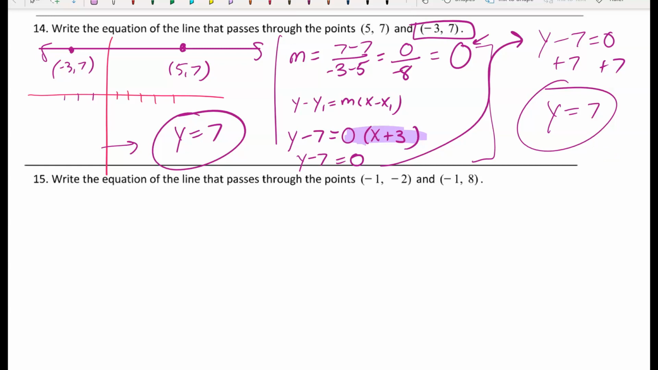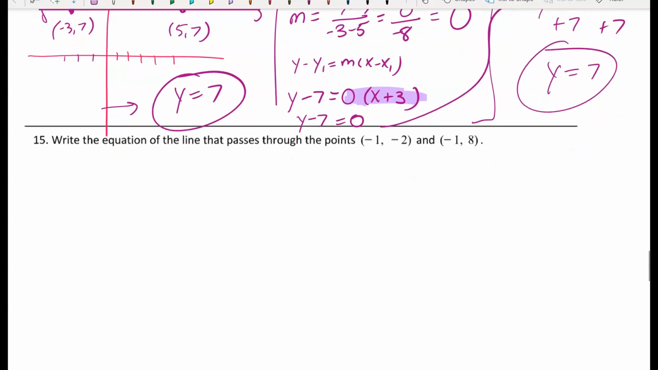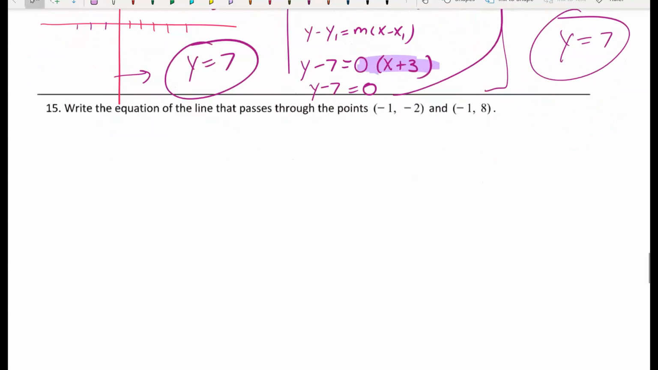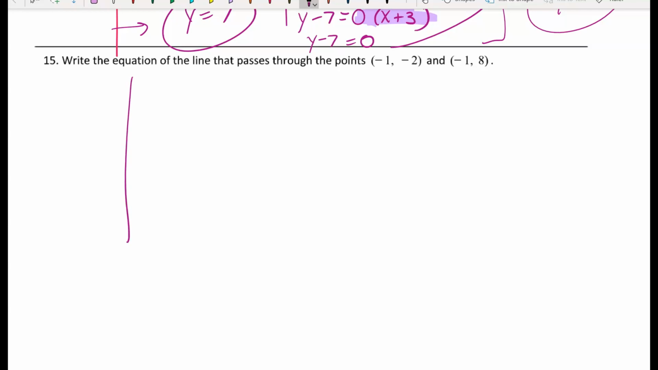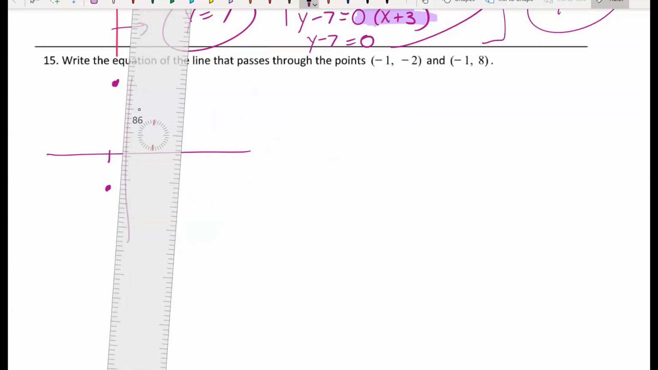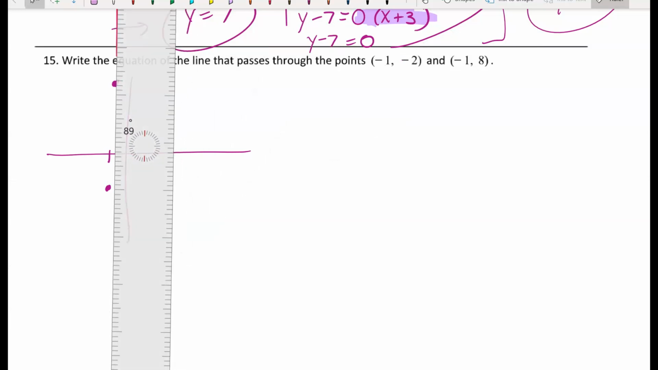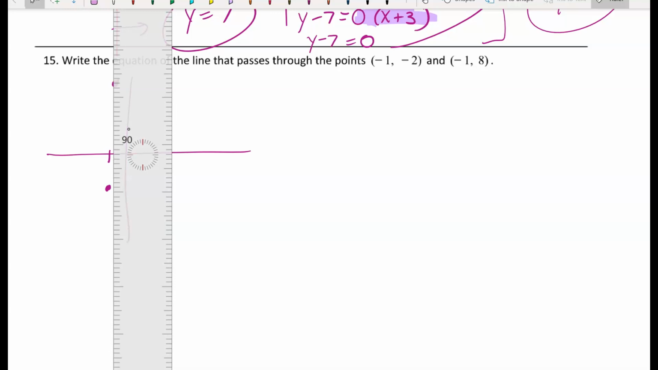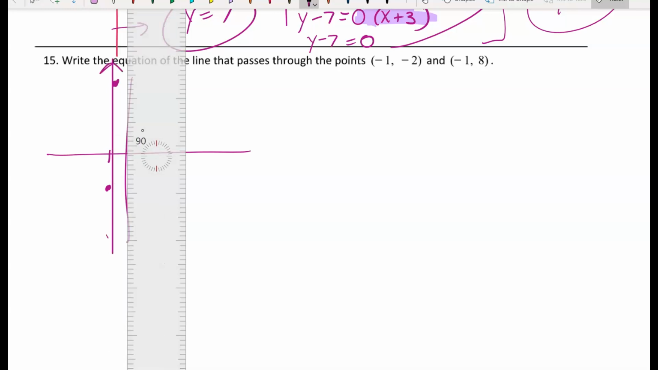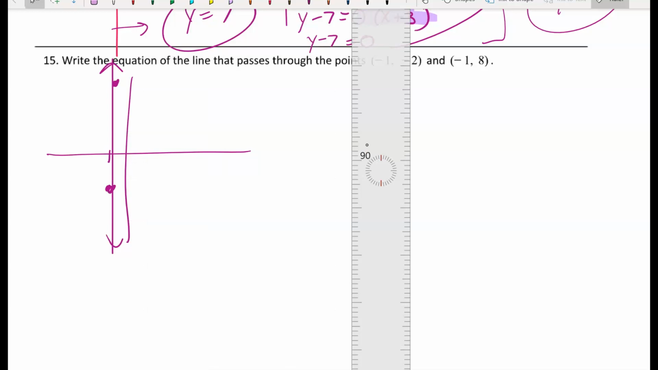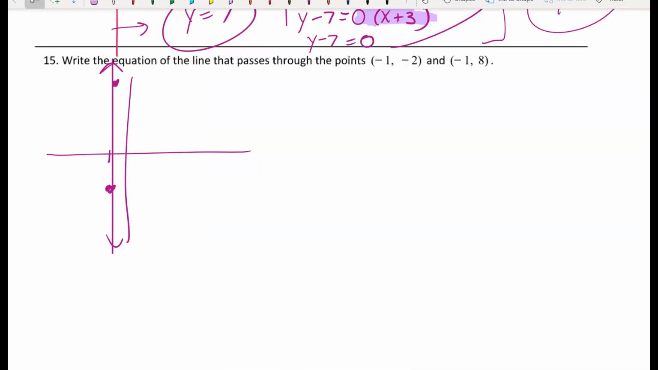Speaking of which, for number 15, write the equation of a line that passes through the points (-1, -2) and (-1, 8). So again, if I try to visualize this, if I go left 1 and down 2, there could be one of my points. And if I go left 1 and up 8, there could be another one of my points. So if I connect those, remember you only actually need 2 points on any line to draw the line. That's a vertical line that has an x value of -1. So the equation there is x equals -1.